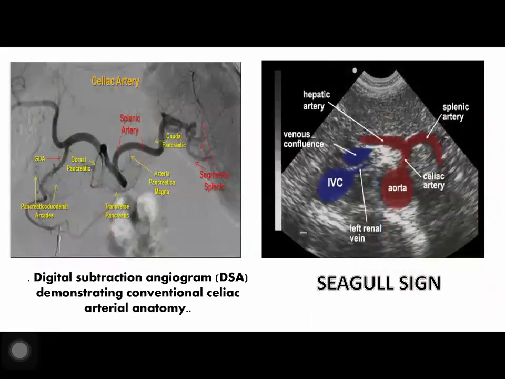This picture shows the Seagull sign on ultrasound. The Seagull sign describes the celiac artery and its division into the splenic artery and hepatic artery. Also, the digital subtraction angiogram, a technique used in interventional radiology, shows the celiac trunk, splenic artery and common hepatic artery.